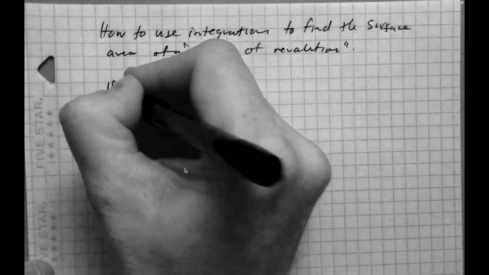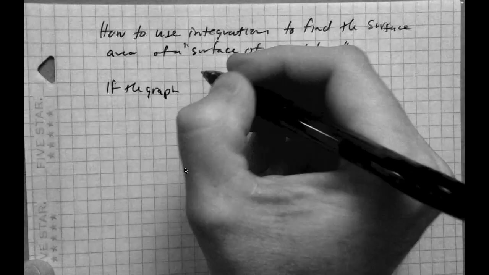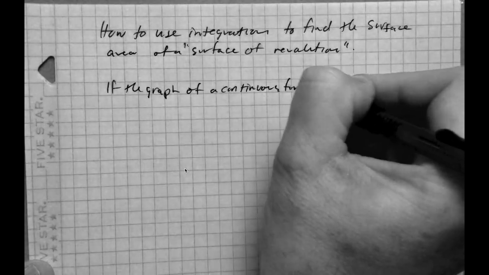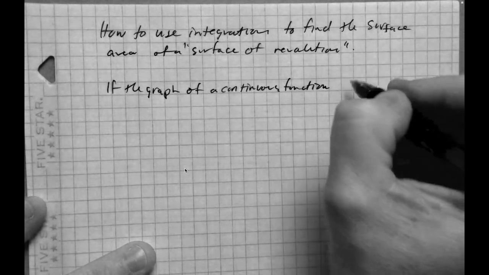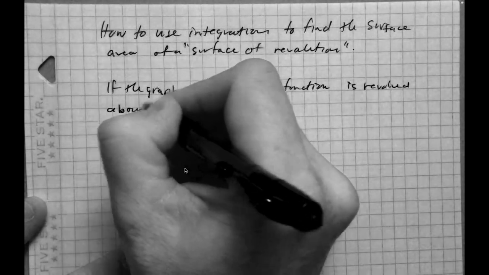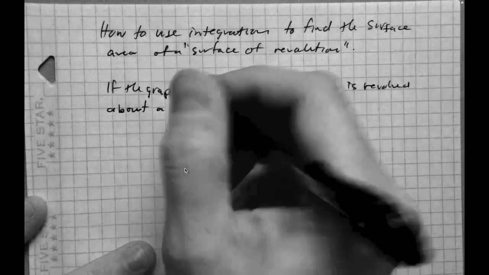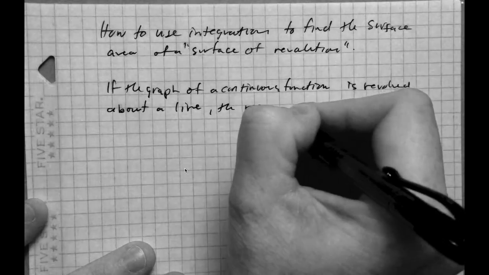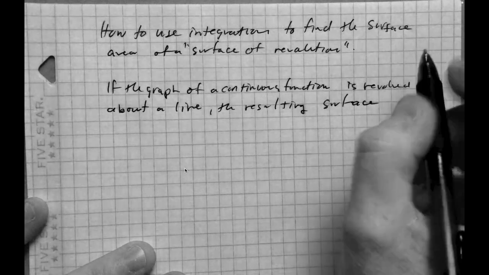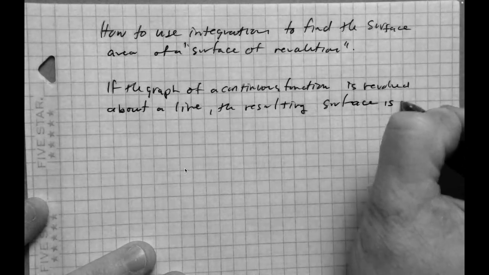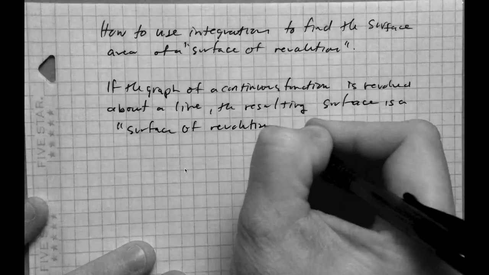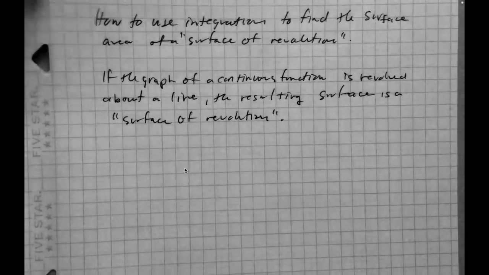What is it? If the graph of a continuous function is revolved about a line, the resulting surface is a surface of revolution. Okay, so that's kind of the definition here.